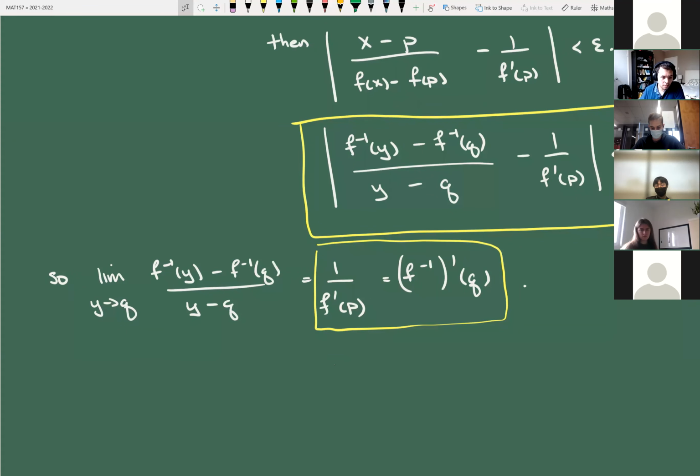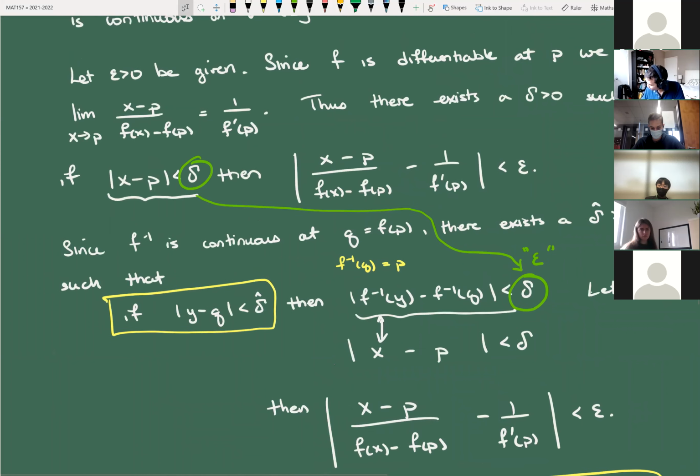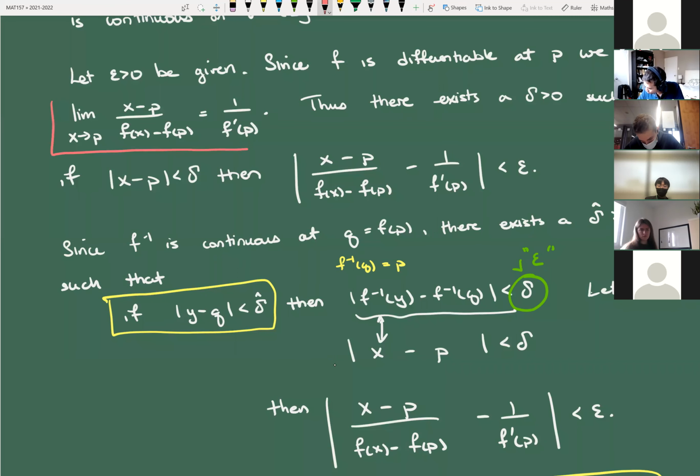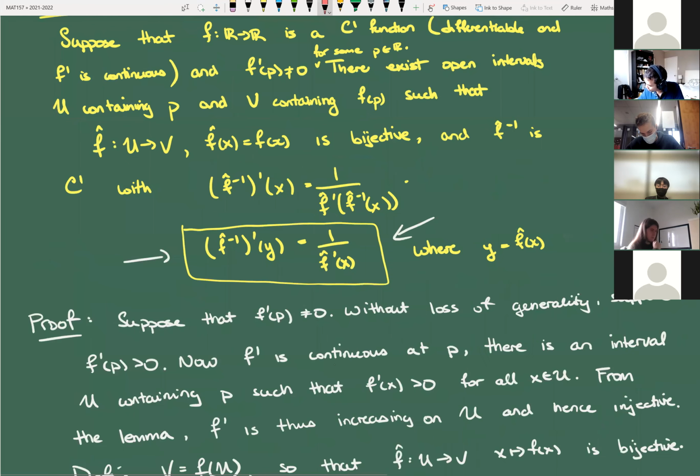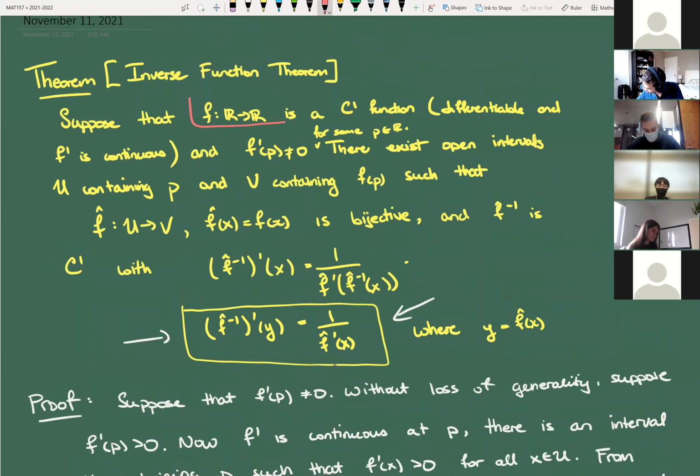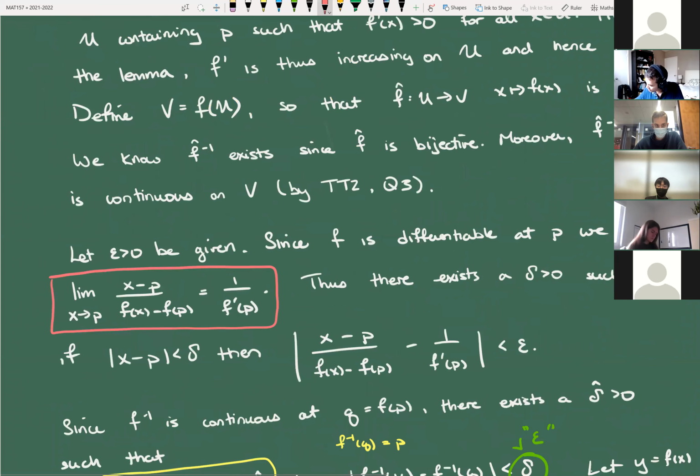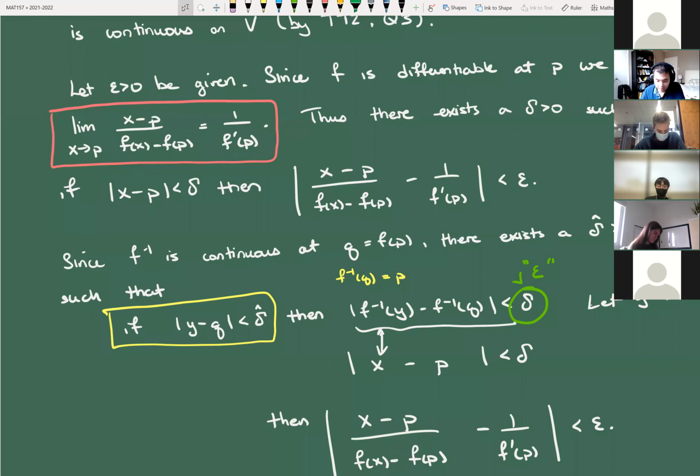How do we know the x minus p is true then? Sure. This is because we assume that f is differentiable, right? One of our conditions here is that f is a C1 function. So that means that it is in particular differentiable at our point P, right? And because it's differentiable, I can be guaranteed this limit exists.